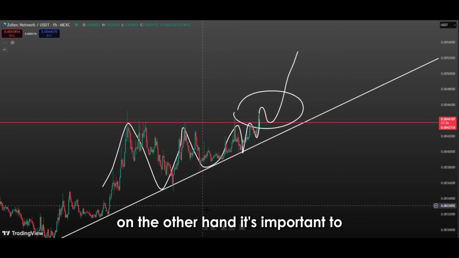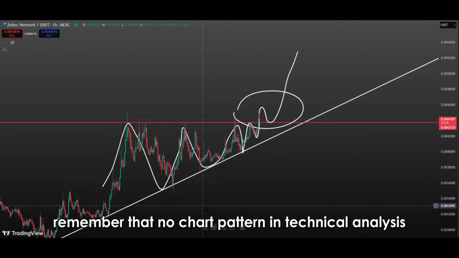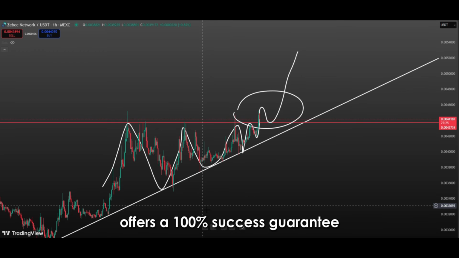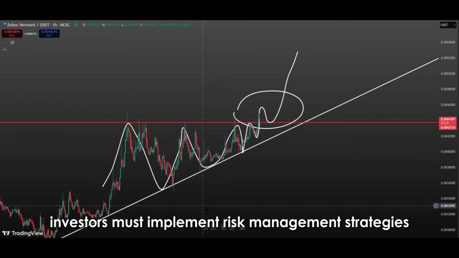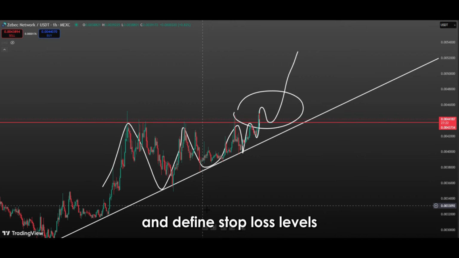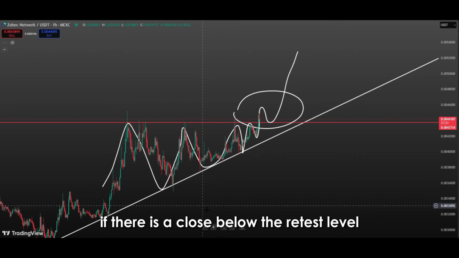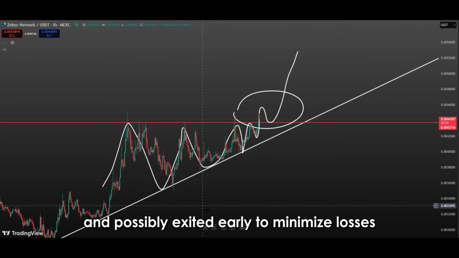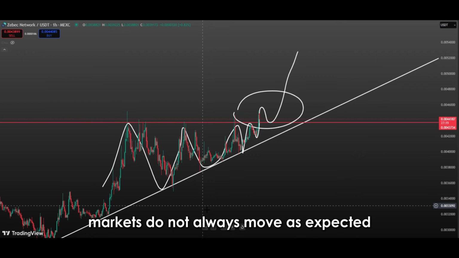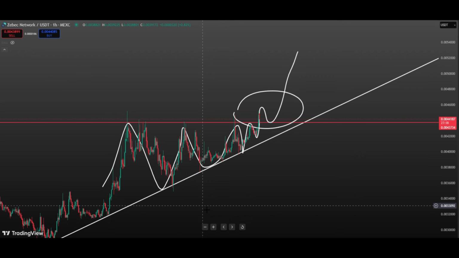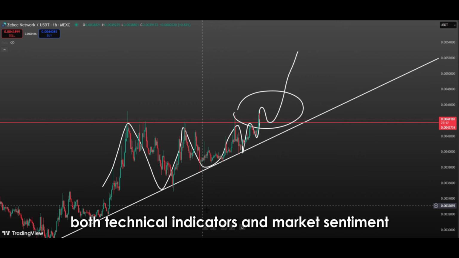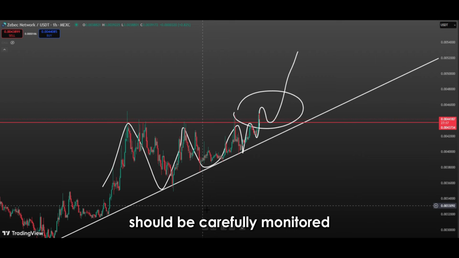On the other hand, it's important to remember that no chart pattern in technical analysis offers a 100% success guarantee. Therefore, when taking positions based on such formations, investors must implement risk management strategies and define stop-loss levels. If there is a close below the retest level, positions should be reassessed and possibly exited early to minimize losses. Markets do not always move as expected, and unexpected developments can quickly alter the technical outlook. For this reason, both technical indicators and market sentiment should be carefully monitored.